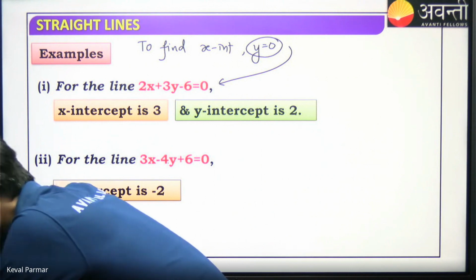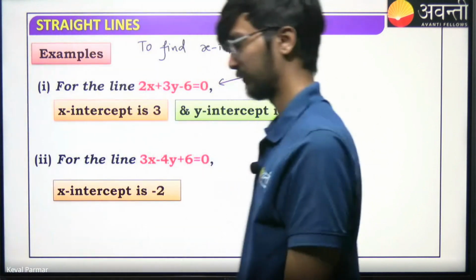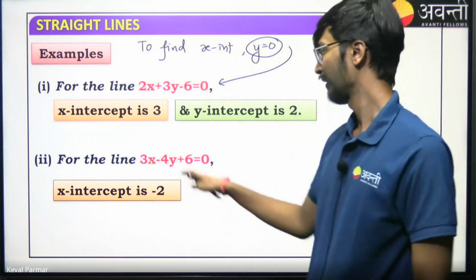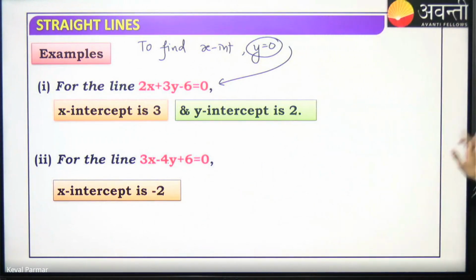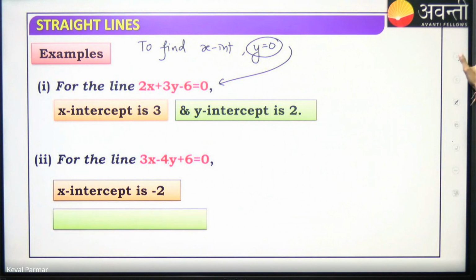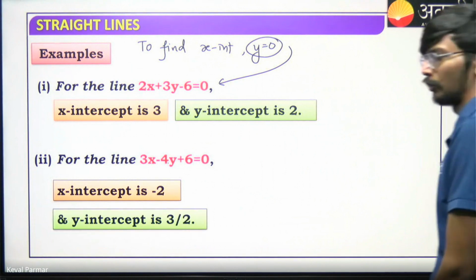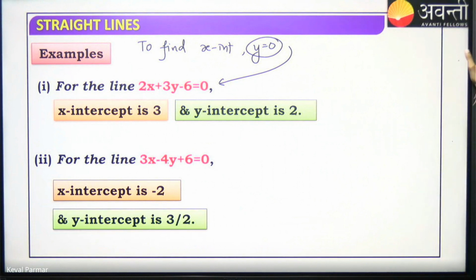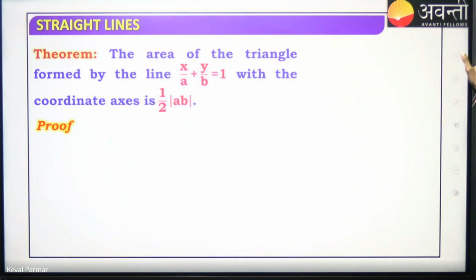Oh, Shri is saying, okay, superb. What are others doing? So for the y-intercept, put x equals 0 and the answer is right. Y-intercept will be 3 by 2. Superb. Chalo.